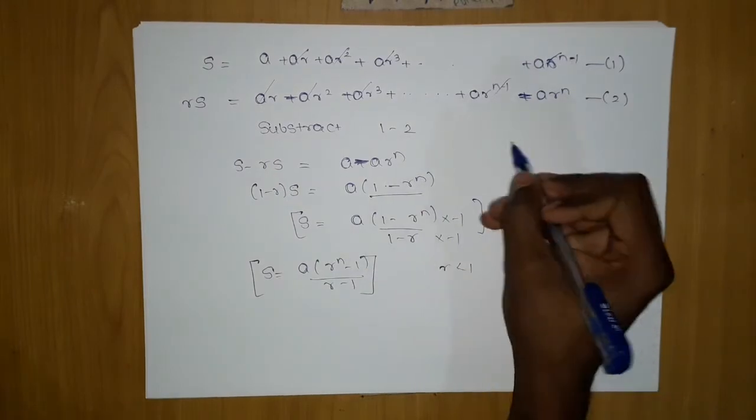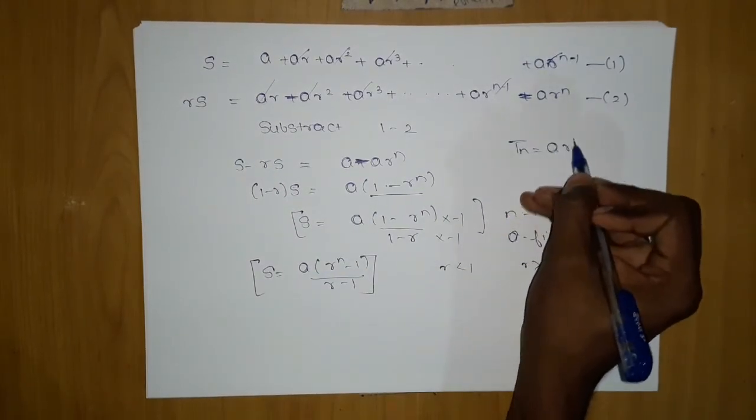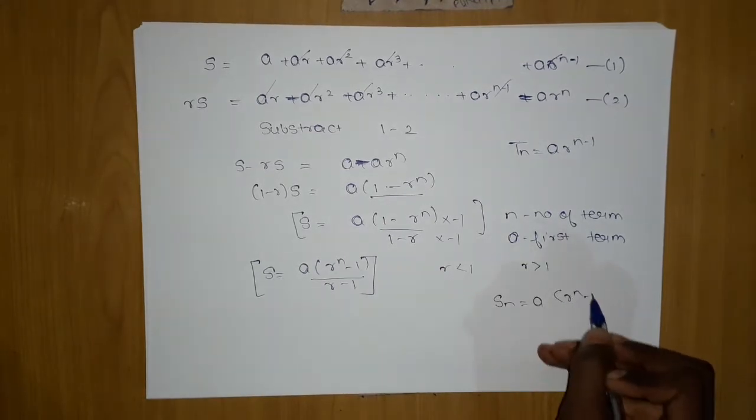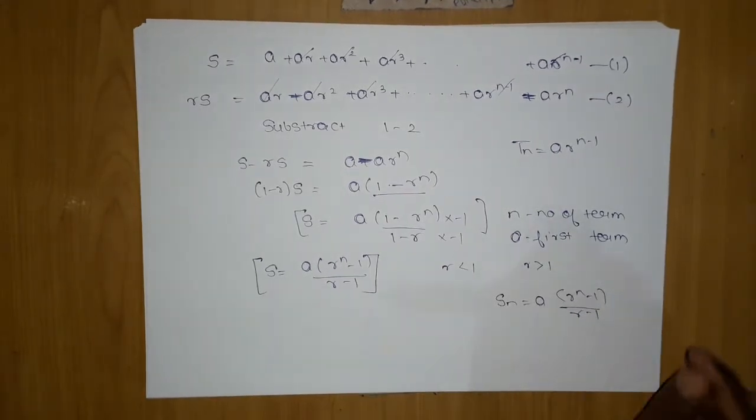The first formula was Tn is equal to a r to the power n minus 1. The second formula is a into r to the power n minus 1 upon r minus 1. So we have derived these two formulas. Now let me derive one more formula.